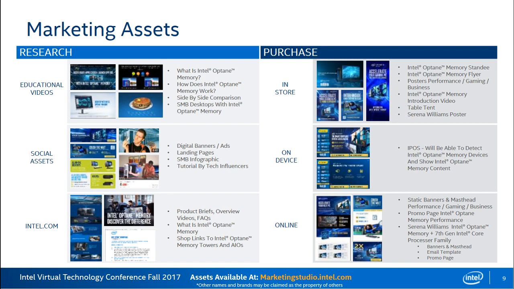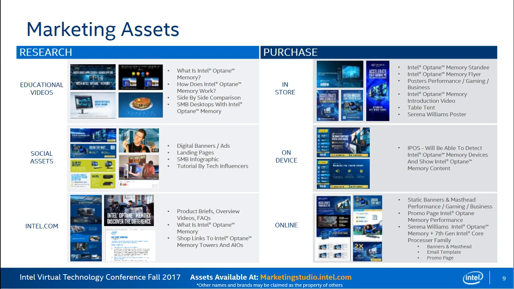We as well have a variety of social assets available that include digital banners, landing pages, infographics, and even tutorials by tech influencers. And finally, when your users are looking for more background information on Intel Optane memory, we have our Intel Optane memory intel.com page. This page includes content like our product briefs, overview videos and FAQs, as well as shop links to our Intel Optane memory towers and all-in-one systems.